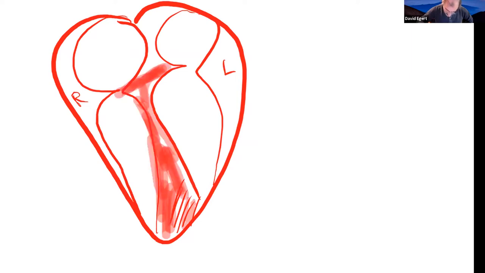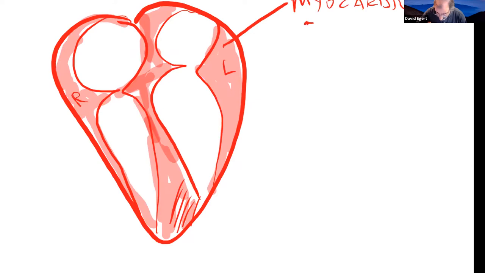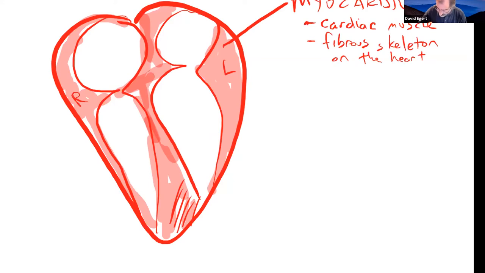This is the part we call the myocardium. The part that's actually going to be squeezing, that is obviously partly cardiac muscle. And it's also connective tissue that provides structural integrity and actually stabilizes the valves. So it also includes the fibrous skeleton of the heart. So fibrous, you know, connective tissue.